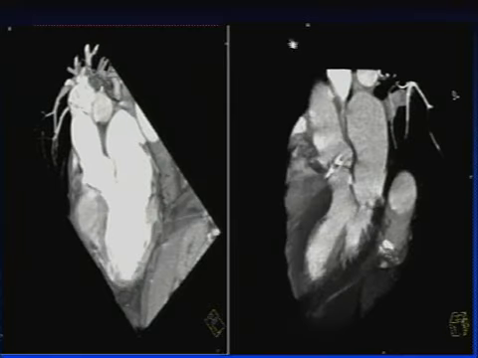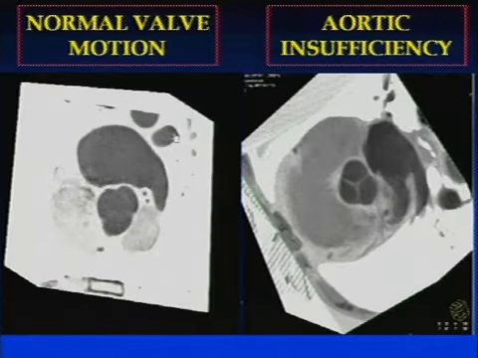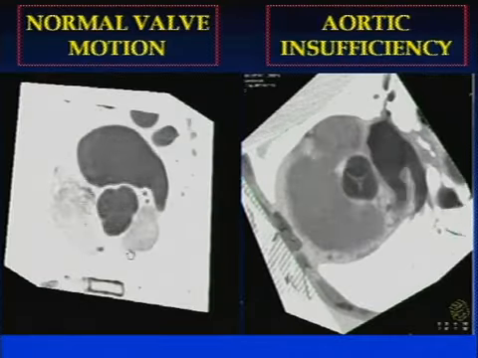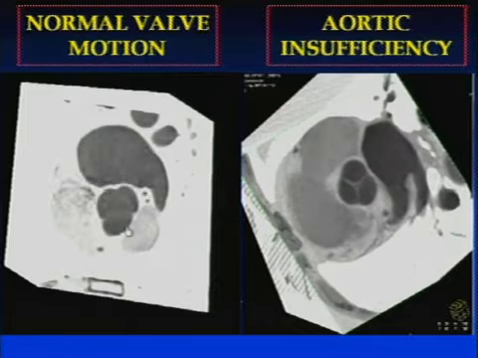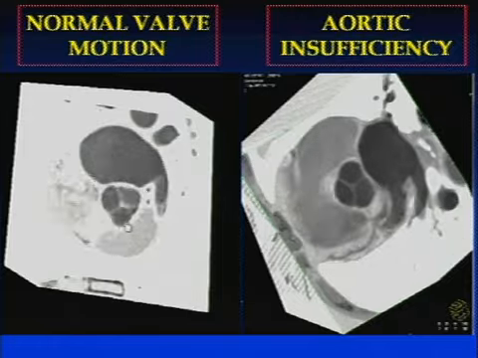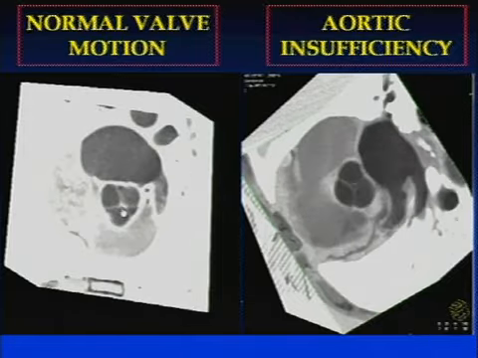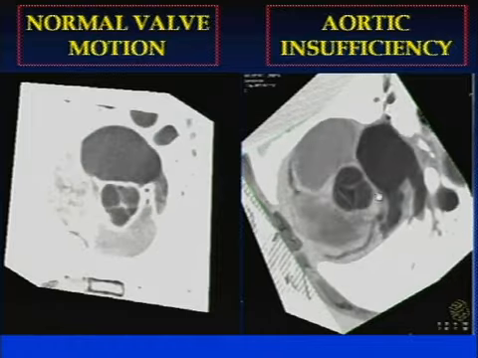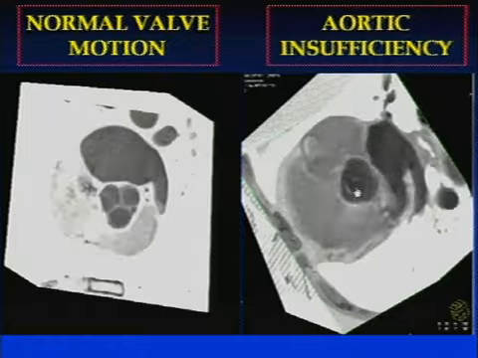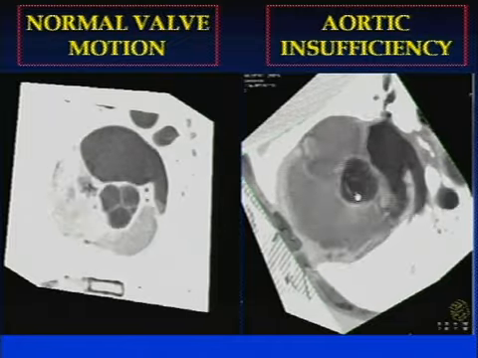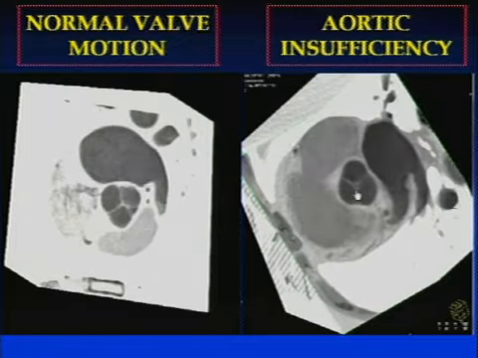Let's see if I can move on to the next slide. And this is a short axis view of the aortic valve. Again, a patient with normal valve motion. You can see the valve leaflets nicely opening and completely coapting when they close. And contrast that to this patient who has aortic insufficiency, where you can see centrally the valve leaflets aren't coapting normally. You can see this little hole where the regurgitant flow is occurring.